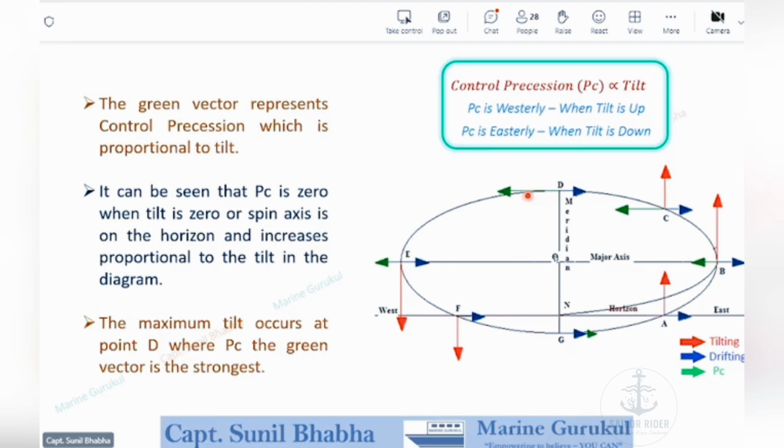Now from point delta, as you move along the ellipse to point echo, at point echo the tilt has reduced. Now with the tilt reduced, the magnitude of the control precession also reduces.